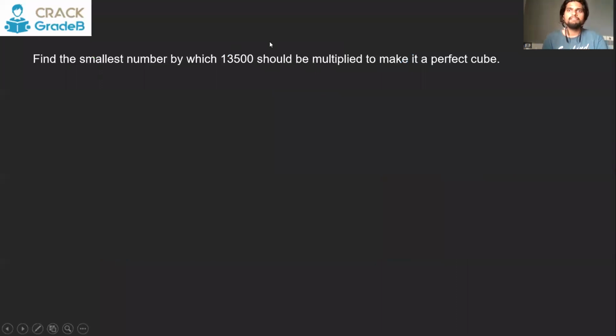Find the smallest number by which 13,500 should be multiplied to make it a perfect cube. So now if this is a number, first we have to consider its prime factorized form. So first of all, 135 is 45 into 3, into 100. 45 is 9 into 5. So 9 means 3 raised to power 2 and this one more 3. So 3 raised to power 3 will be there. This is 5 and 5 raised to power 2. So 5 raised to power 3 will be there. 2 raised to power 2 will be there. So this is a prime factorized form of this number.